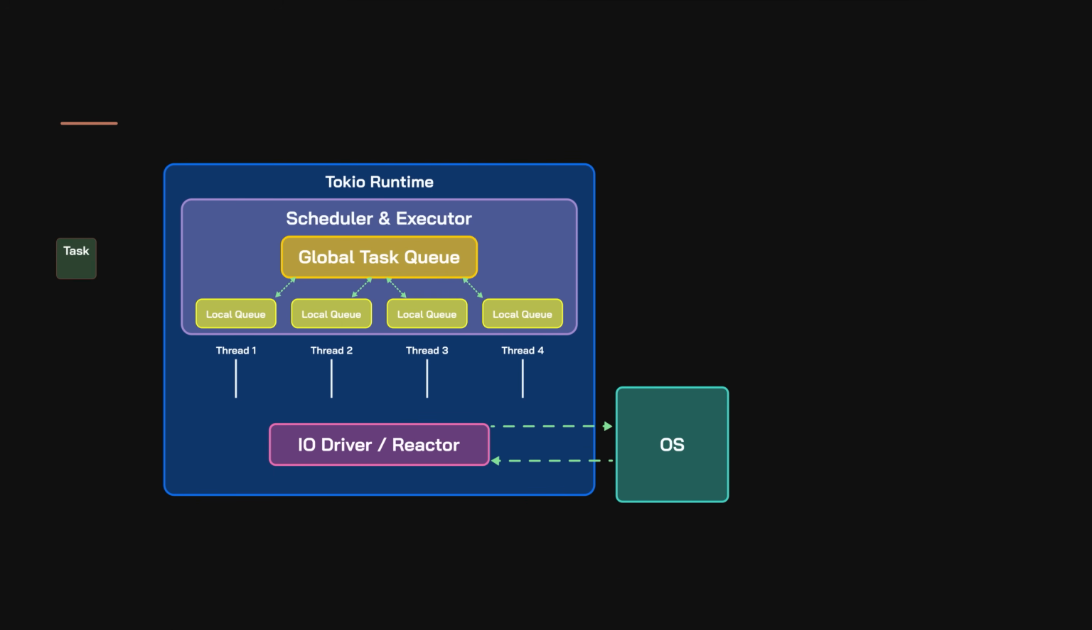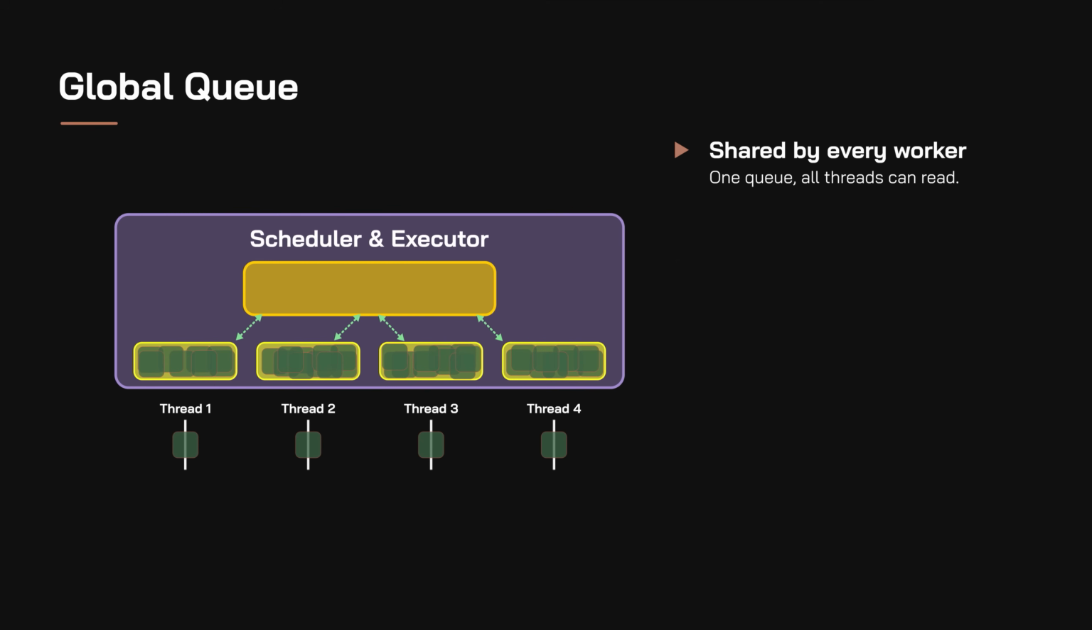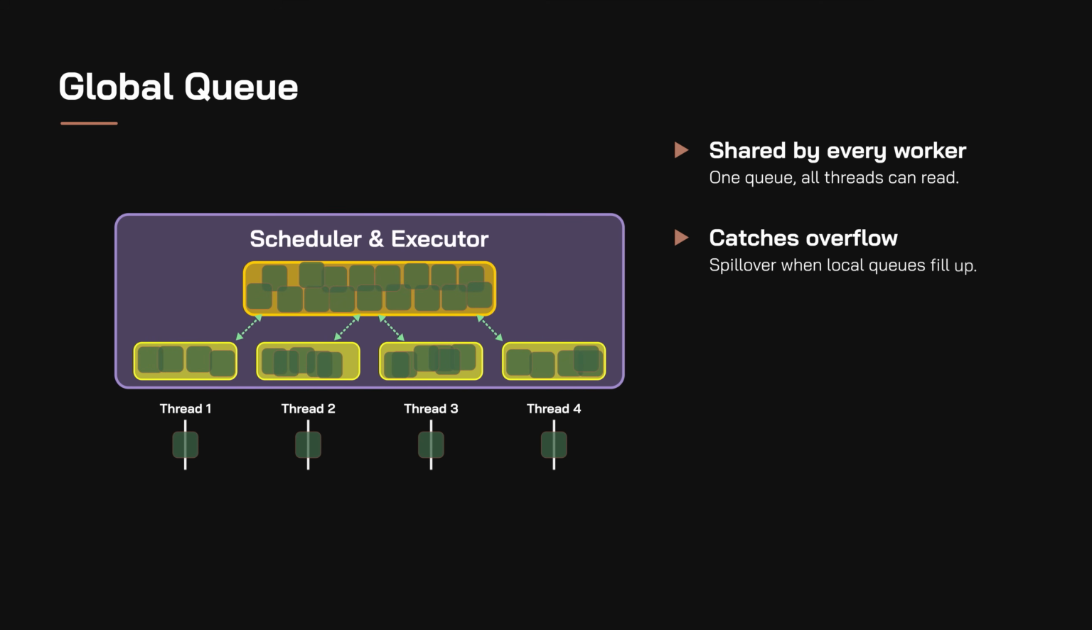The second type of Tokio task queue is the global queue. One single queue shared globally across every worker thread. The global queue's main job is to absorb overflow when a worker's local queue fills up. Tokio uses a hybrid queue model: local queues for speed and a global queue for backup. Worker threads check their local queues first, fall back to global, and only steal from peers when both their local and the global queue are empty.